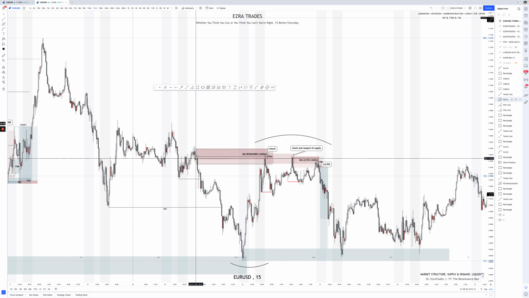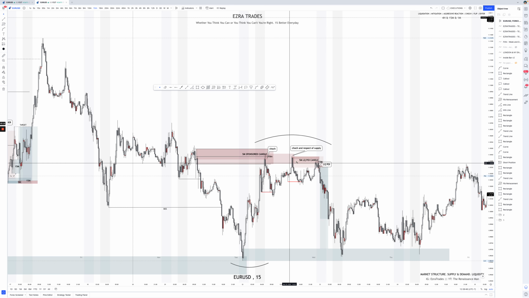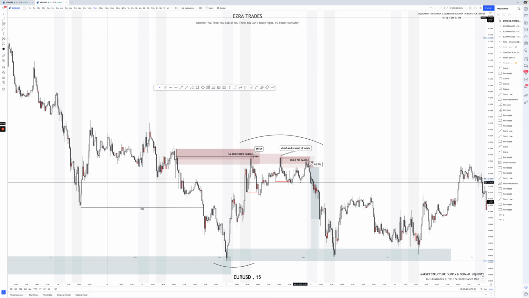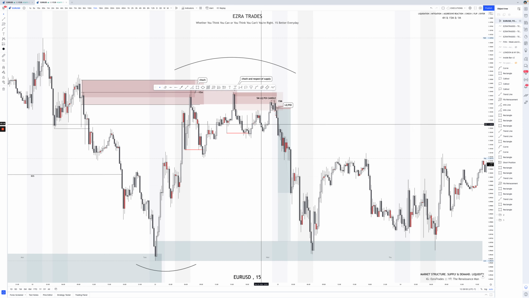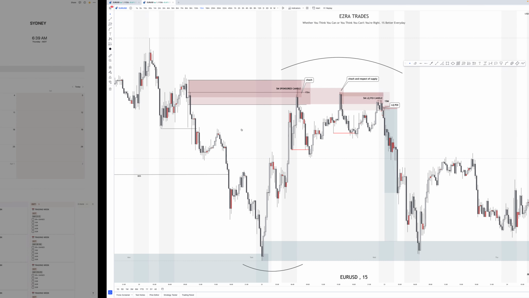So here you see we have supply 1, breaks to the downside, break of structure, taps demand. The demand is not strong enough to take out the supply. Supply respected, change of character, 15-minute supply, right? And so what are we going to take our entry off of? This is a sponsored candle, and this is a change of character here that we saw in respect of the previous supply. So let's look at this setup.